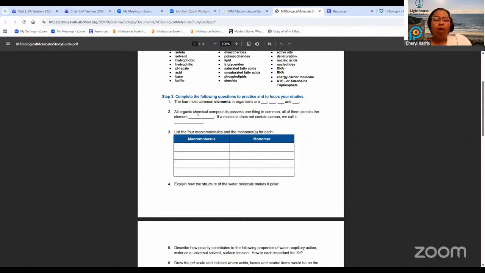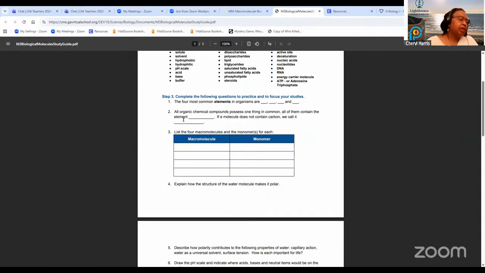Okay. All organic compounds possess one thing. All of them contain the element carbon. Okay, well, I was explaining to you that if you're doing chemistry, there's two types of chemistry: organic chemistry and inorganic chemistry. Organic chemistry studies everything that has to do with carbon. If it doesn't contain carbon, so it almost answered its question.